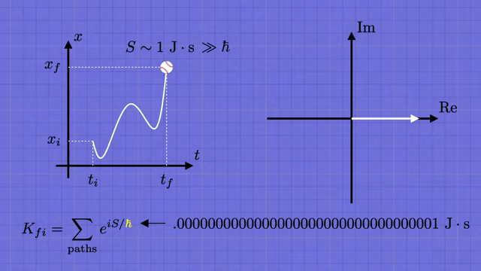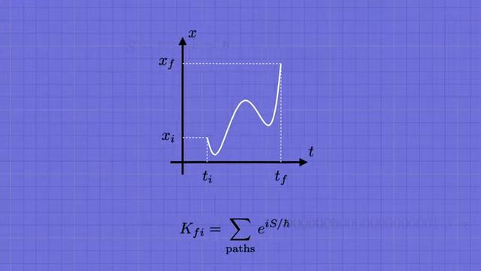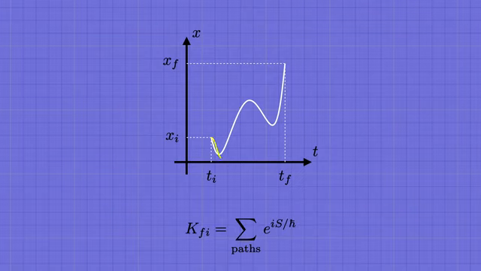Starting from phi equals 0, it's like we flicked this arrow so hard that it spins around and around a bajillion times until it lands in some random direction. But now let's pick a slightly different trajectory and consider what that contributes to the sum.